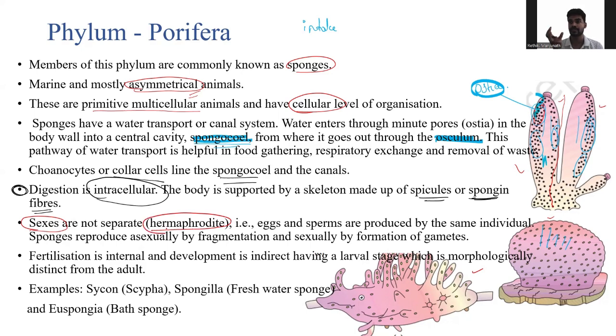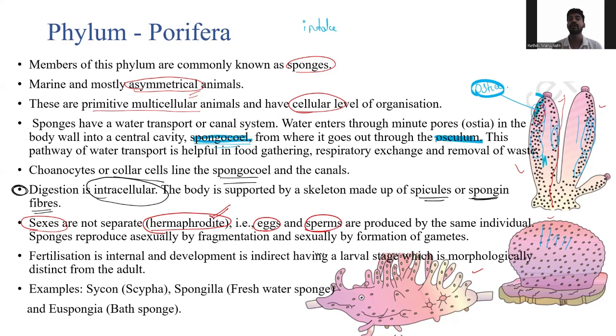So that means the organism having both the sexes, or where you cannot separate the sexes, are actually called hermaphrodites, right? For example, the egg and the sperms are produced in the same individual. That is, the same parent is going to produce both the egg as well as the sperm. So that is called hermaphrodites.